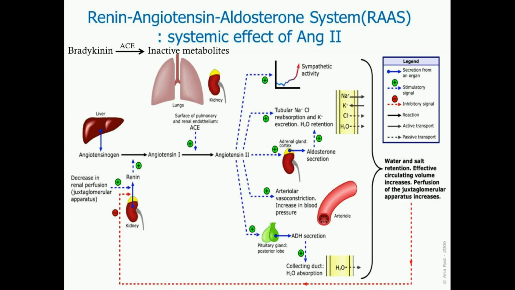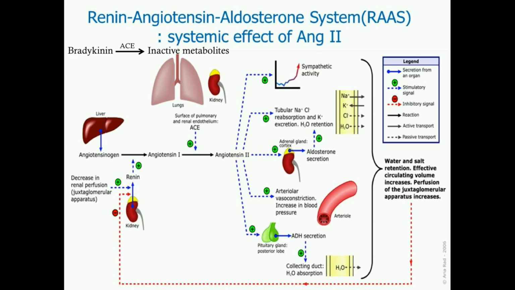So angiotensin 2 will interact with receptors on various target organs. One of the first things that it does is it promotes sympathetic activity. It works directly on the sympathetic nervous system, and what it's doing is increasing the release of epinephrine and norepinephrine from the adrenal medulla.